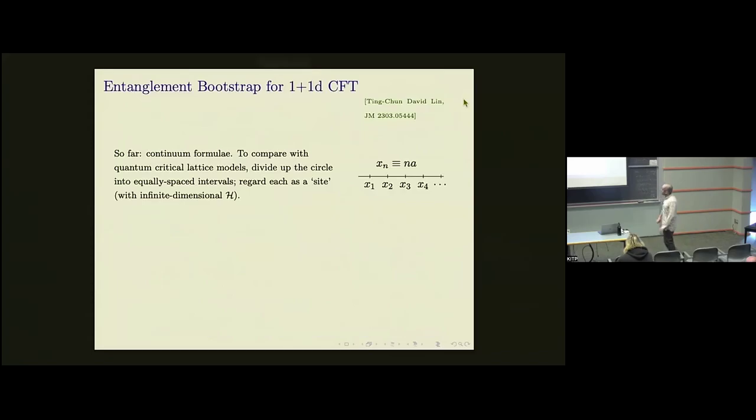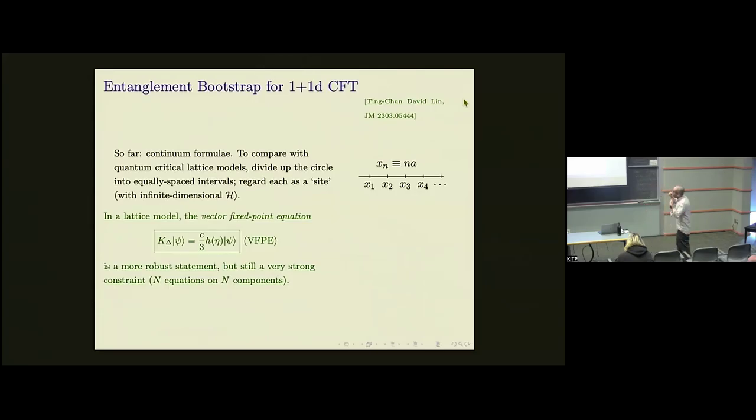Okay, so far I've been writing formulae in the continuum. This is just a fact about the continuum CFT. But to actually make sense of it, for example, to compare to a quantum critical lattice model, let's divide up the circle into equally spaced intervals and regard each interval as a site. So it's really an infinite dimensional Hilbert space on each of these sites.